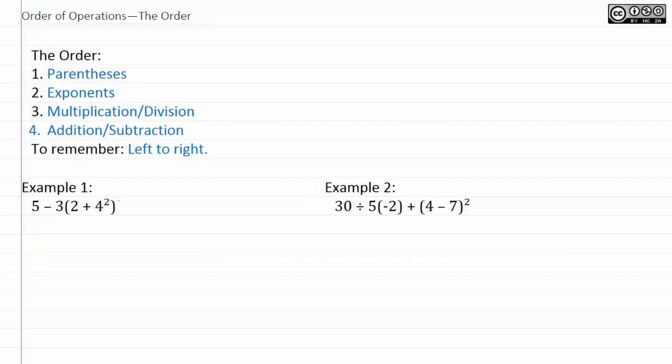Here, the first thing we look at is that we have a parenthetical, and that means we're going to work inside that parenthetical first. Within that parenthetical, we have addition and we have an exponent. According to our order of operations, exponents come before addition, so we're going to start with that exponent. I'm just going to write everything else down, put a little equal sign here: 5 minus 3 times, the quantity 2 plus, and 4 squared is 16.